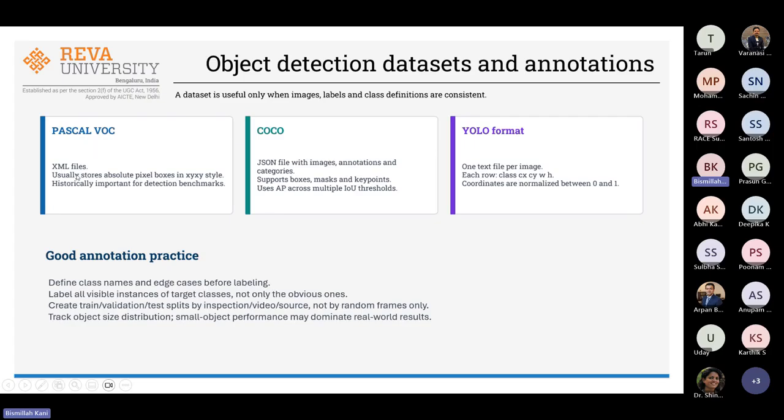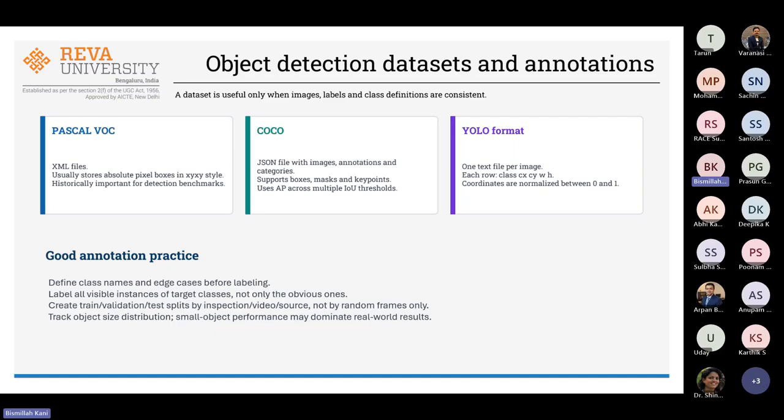types. Pascal VOC uses XML files. It stores the bounding boxes in x1, y1, x2, y2 style. COCO uses a JSON file instead of XML. Then it stores the images, annotations, and the categories. And then the YOLO format basically creates one text file per image. If you have 100 images, then it creates 100 text files, and each text file contains the objects labeled in that particular image.